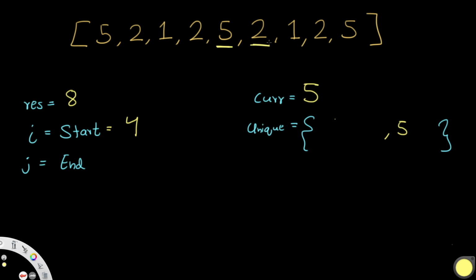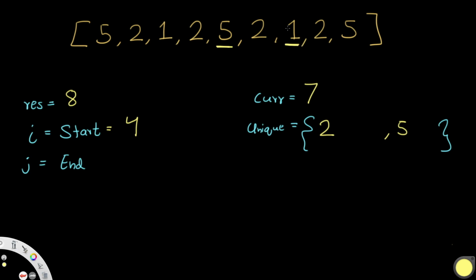So we do the same steps. Now we're accounting for this 2 over here. We do that by adding it to the current value, so 5 plus 2 is 7. Then we add 2 to unique. And that's it. The result stays as 8 because 8 is greater than 7. Perfect. Let's move J again.